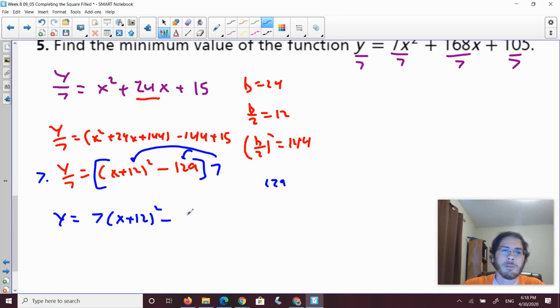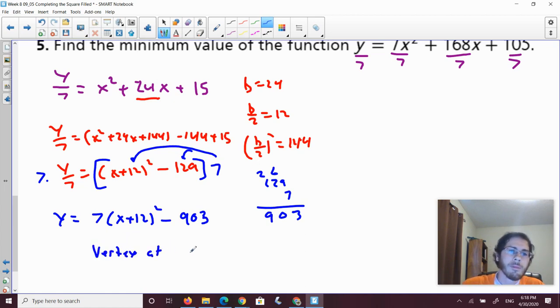So again, this is going to be one that I just have to do by hand. So it's 63. 7 times 2 is 14. 14 and 6 is 20. 7 and 2 is 9. So 903. Okay. So I know that the vertex is now at (-12, -903). So let's make sure we answer the question.